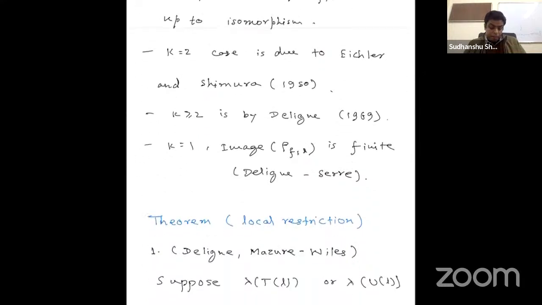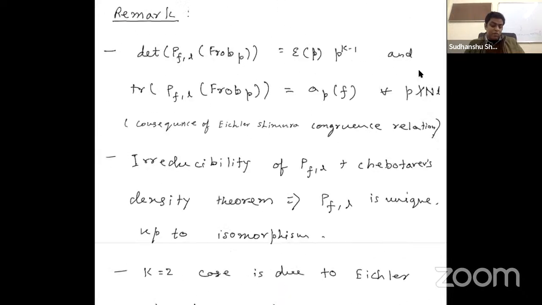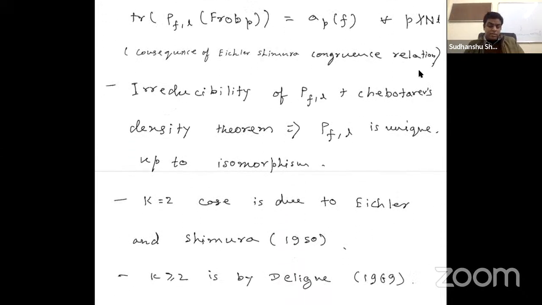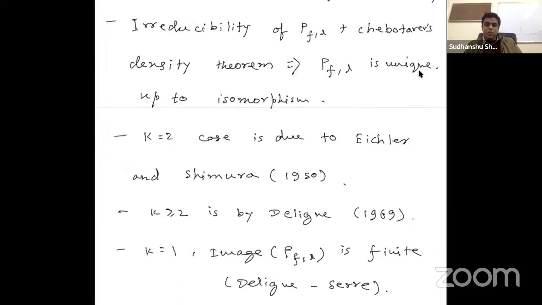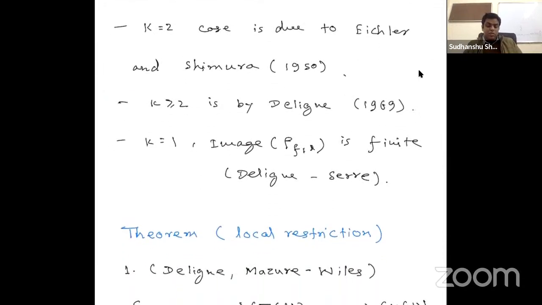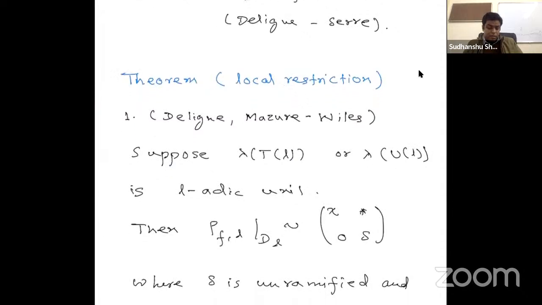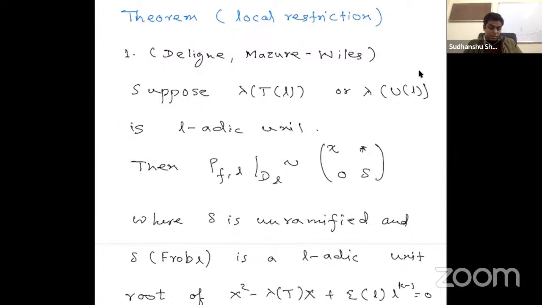Now, these were mostly the global properties of the representation, that is, how it looks on G_Q. But what about local properties? Its restriction to decomposition subgroups or inertia subgroups is something one would also like to know. So here are certain properties of these representations.